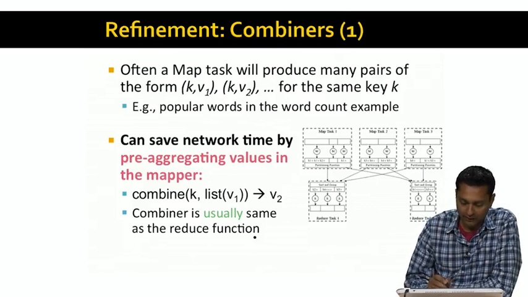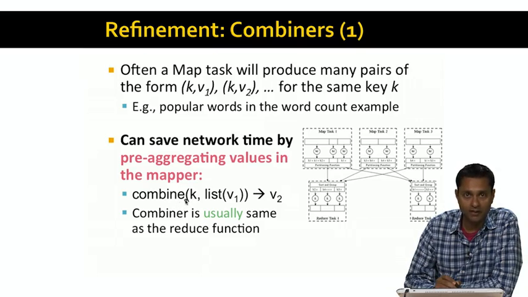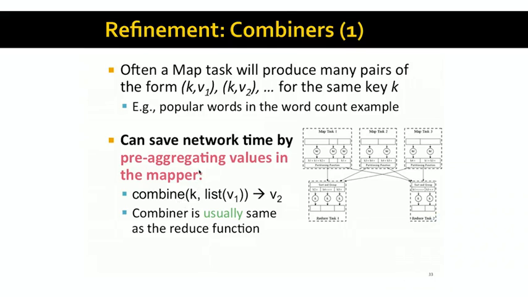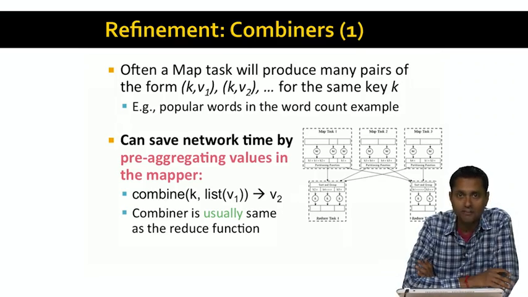So the combiner is also supplied by the programmer. The programmer provides a function combine. The input to the combiner is a key and a list of values, and the output is a single value. So instead of a whole bunch of tuples with the key k being shipped off to a reducer, just a single tuple with key k and value v2 is shipped off to the reducer. Usually the combiner is the same function as the reducer. For example, if the reducer adds up its input values, the combiner does the same thing as well.